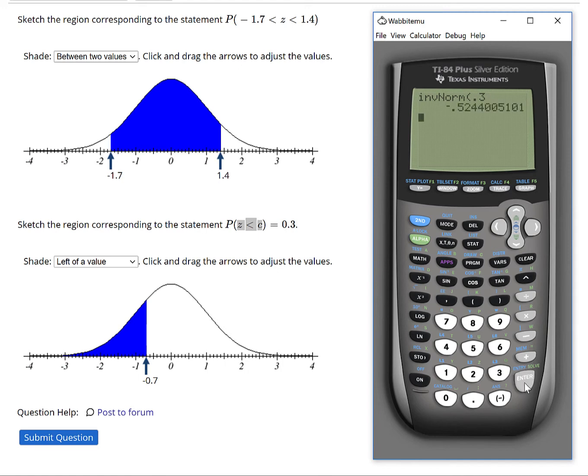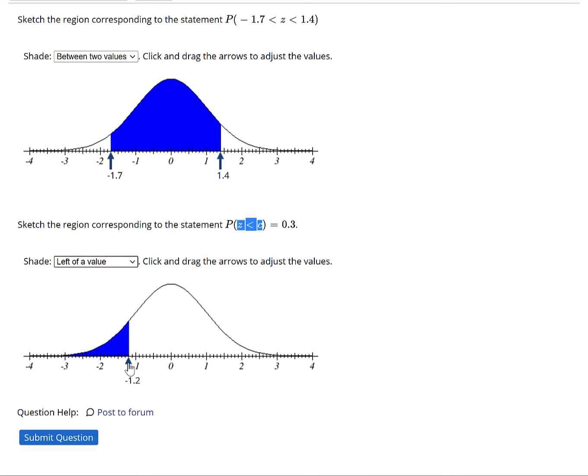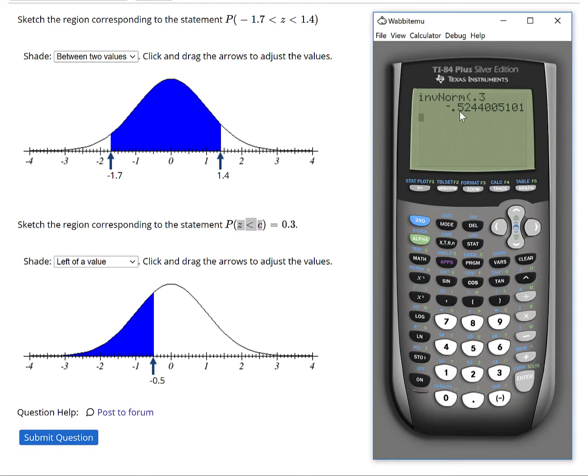Now, this gives me negative 0.524. So what I need to do then is adjust my slider to where my z-score is close to that value. And it's only accurate to 1 decimal. So what I will do then is just simply round to the first decimal, which is negative 0.5. And that will get me the correct answer for this particular problem.